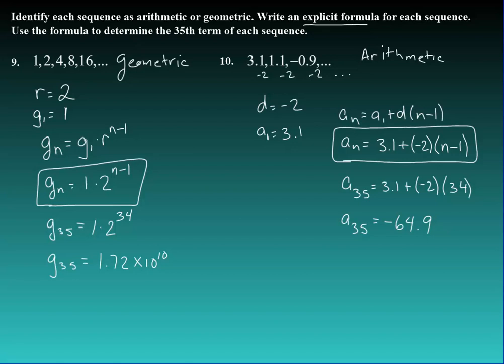The first term, a sub 1, is equal to 3.1. So then I plug it into the a sub n equals a sub 1 plus d times n minus 1 formula to get my explicit formula.